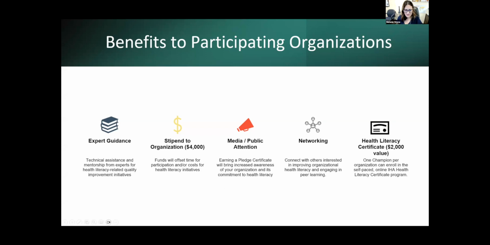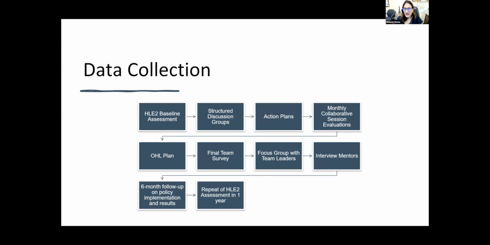All right, and so we had a pretty robust plan for evaluation. I think part of that was because of my dissertation, but also, as part of this grant structure, we really wanted to have some results to show. So basically, like I said, they started off with a baseline assessment. I'm going to go over the details of what we used, the HLE2, on the next slide.